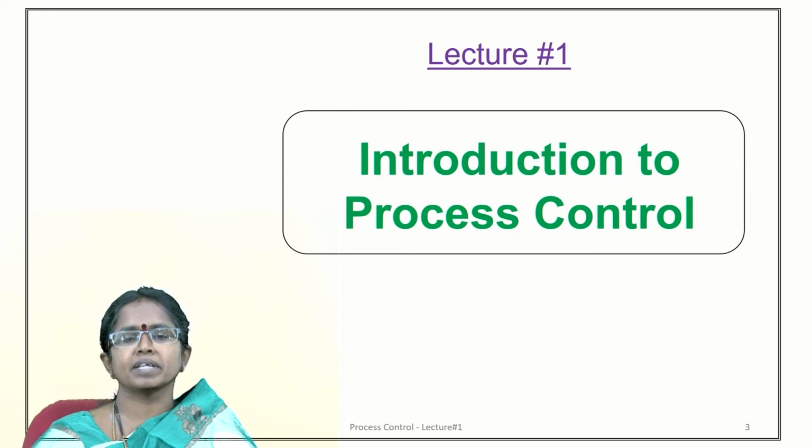That is, what is meant by a plant or a system or a process, what is meant by control, and what is meant by process control, what are all the hardware elements present in a typical process control loop, and while designing a process control loop, what are all the basic requirements needed. These are all the things we are going to discuss in lecture 1.